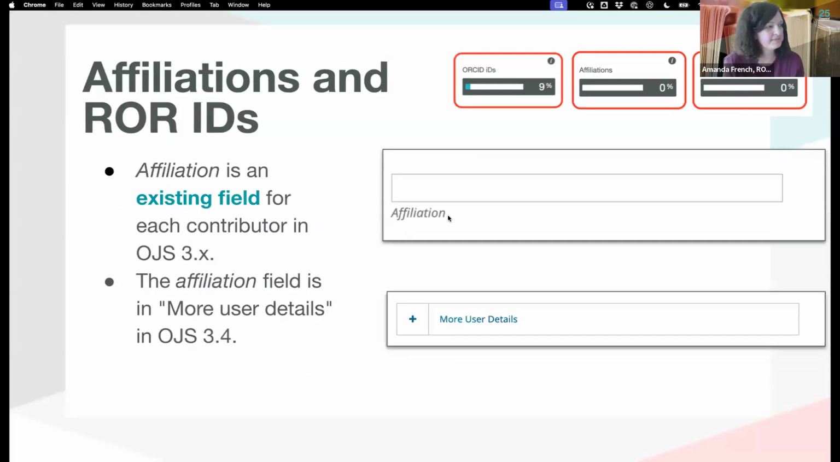So affiliations. Affiliations are also an existing field in both OJS 3.3 and 3.4. This is just a text field. So, for instance, if I am a researcher at the University of Virginia, I can just type University of Virginia in here and save it. And that is an affiliation. It's a text string affiliation. That's great. It's in a slightly different place in 3.4, but it'll be easy to find from that contributor edit screen.